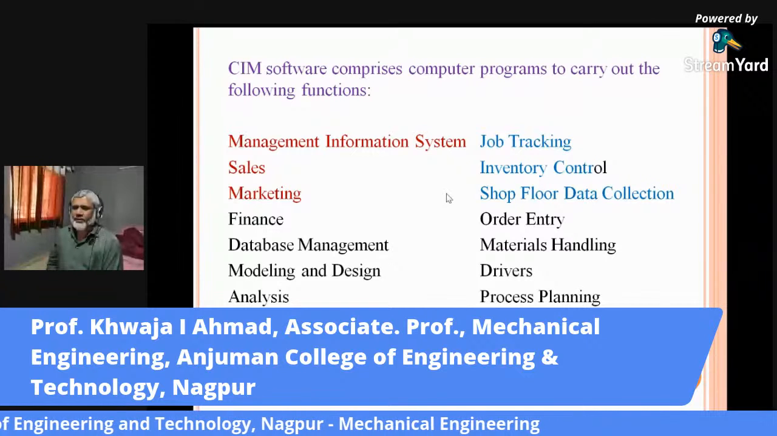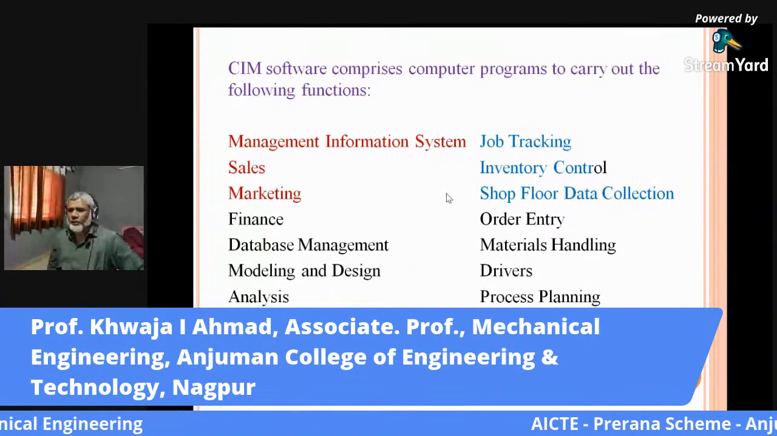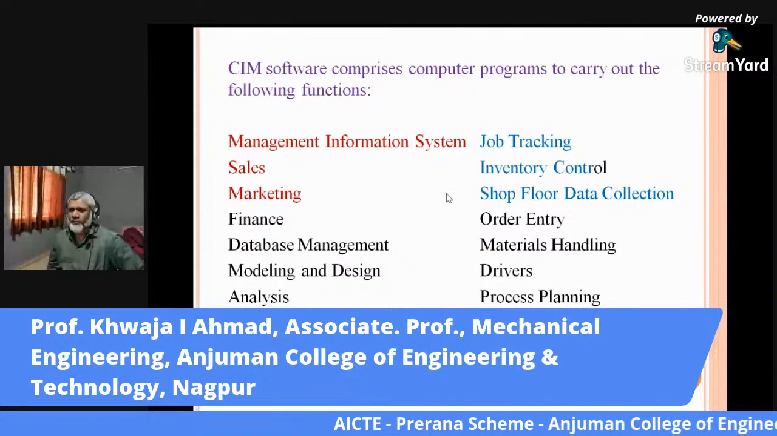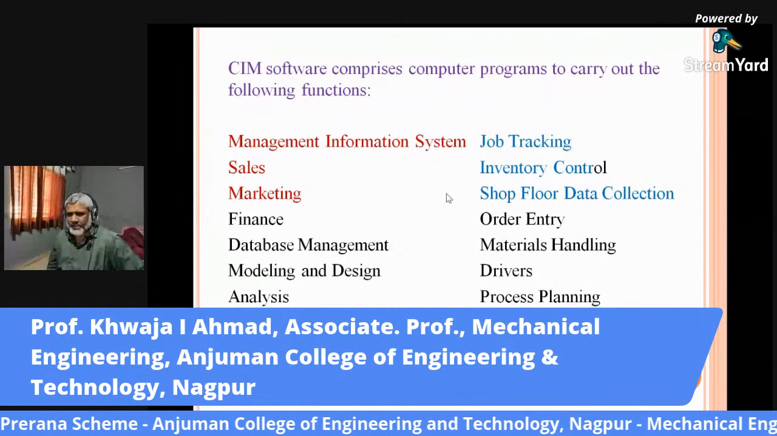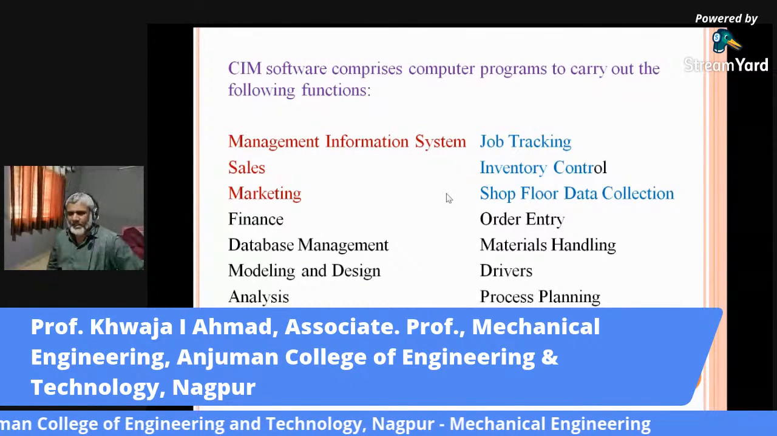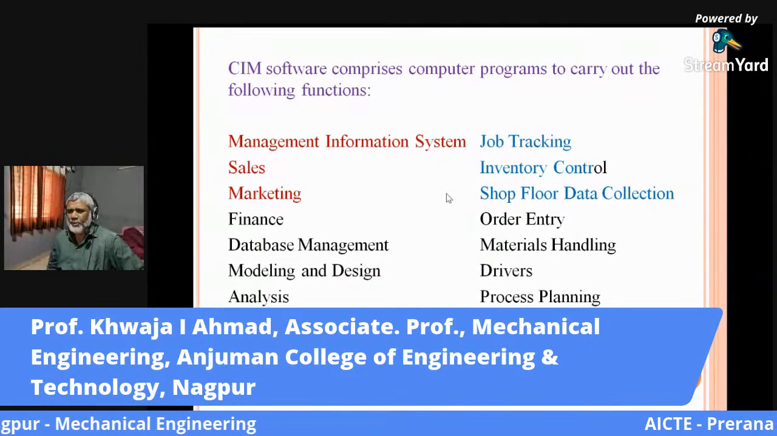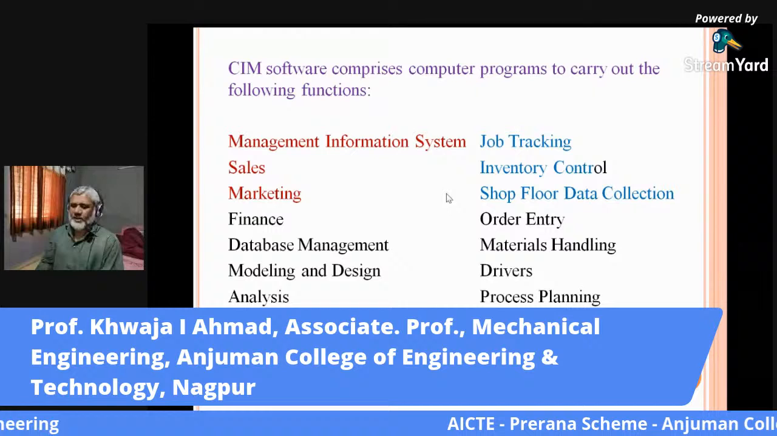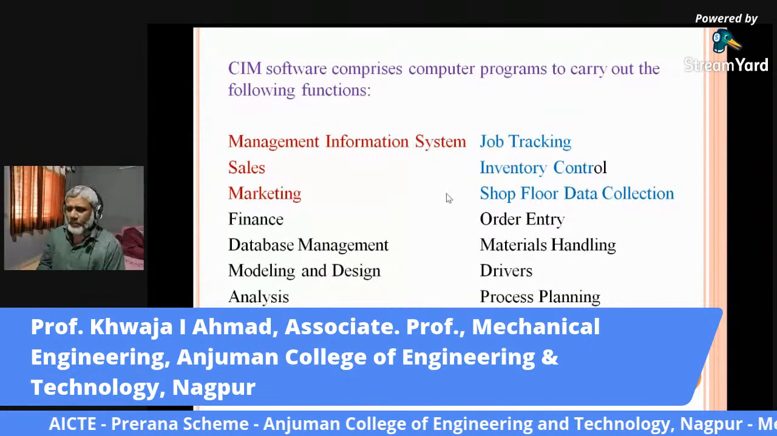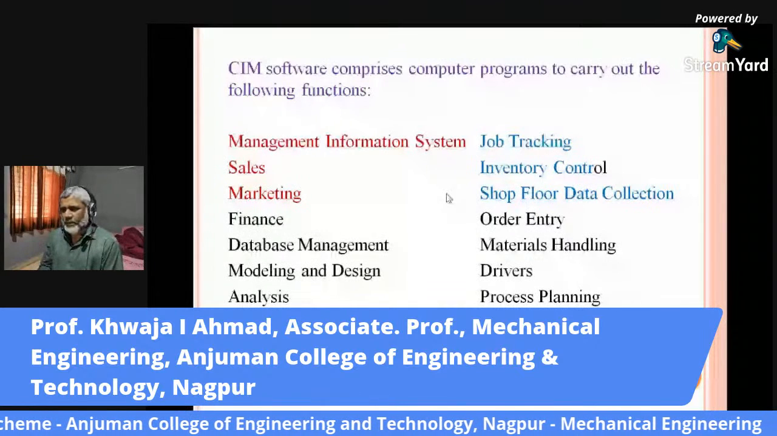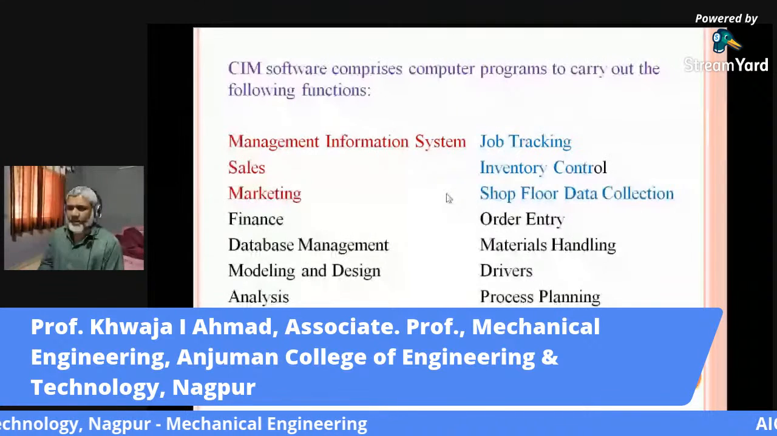The CIM software comprises computer programs, and these computer programs are used to carry various functions like management information system, sales, marketing, finance, database management, modeling, design, analysis, simulation, communication, job tracking, where the job is right now, in which position is the job, that can be tracked through these computer software, shop floor data collection system, order entry, material handling, drivers, process planning, manufacturing planning, workflow automation.